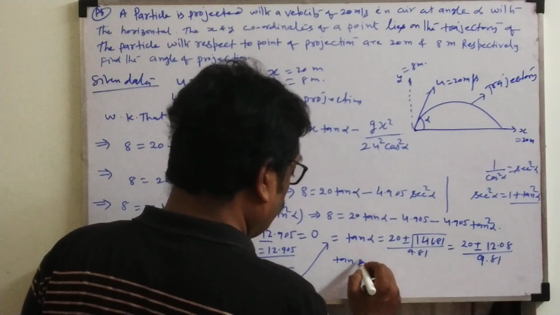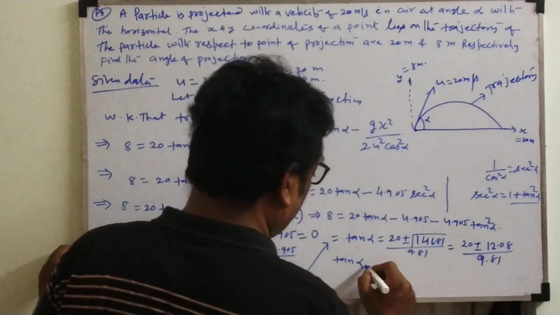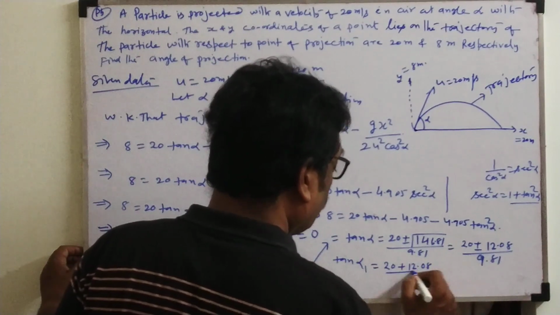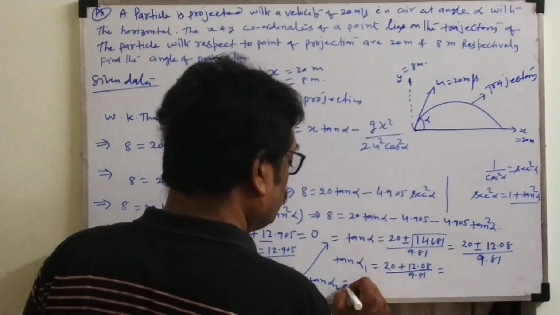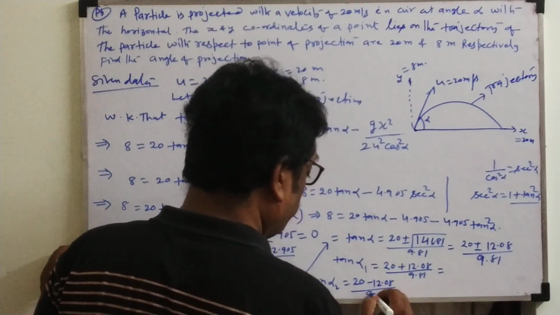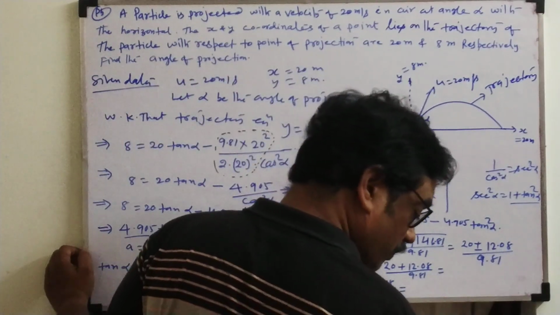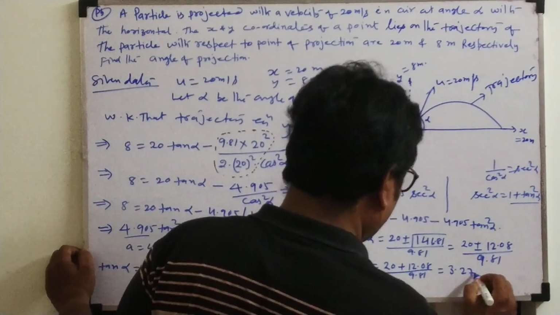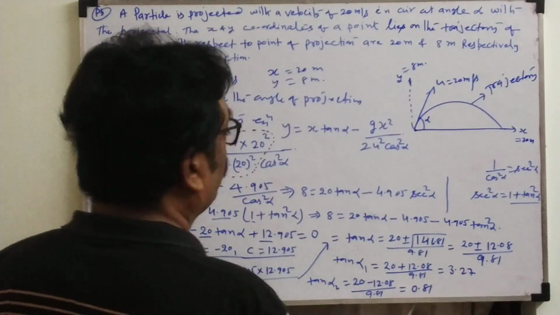Now, already for a second degree equation we have two roots. So tanα1 is equal to (20 + 12.08) / 9.81. So this value we will get. Then tanα2 is equal to (20 − 12.08) / 9.81. So first, how much will we get? This value will come, already we calculated, 3.27. Here it will come 0.81. So tanα1 and tanα2, I know this.